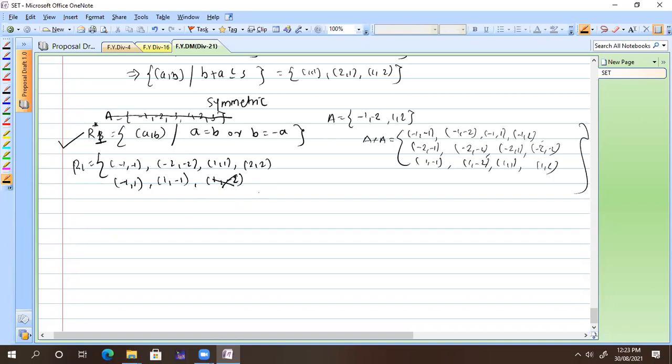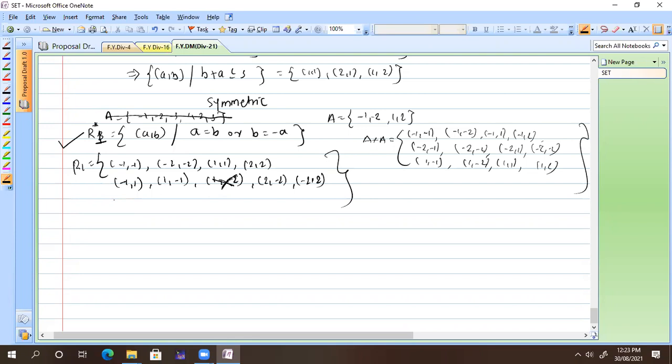Now can you tell me the next element? 2 comma minus 2 and minus 2 comma 2. Okay, any other elements? No, sir. So my point is, if R1 contains only these many elements, then tell me whether R1 is symmetric or not. Yes sir, it is symmetric. That is what I am trying to say. It is symmetric, clean and clear.